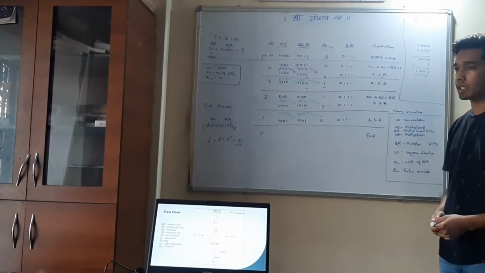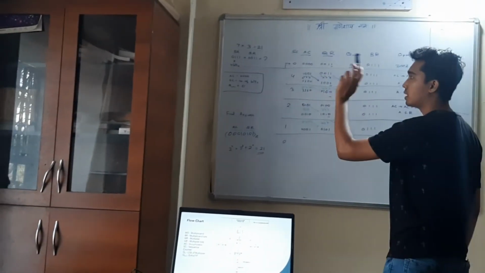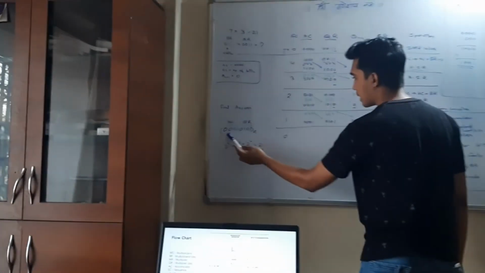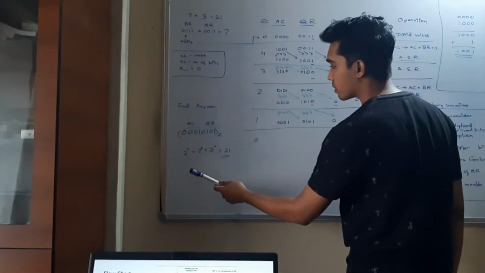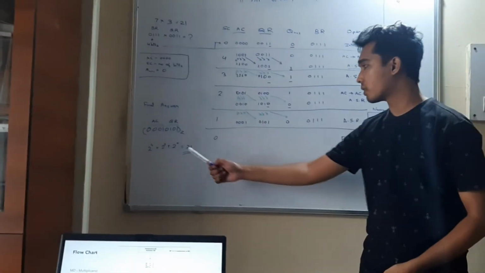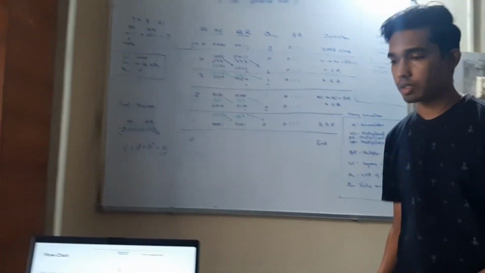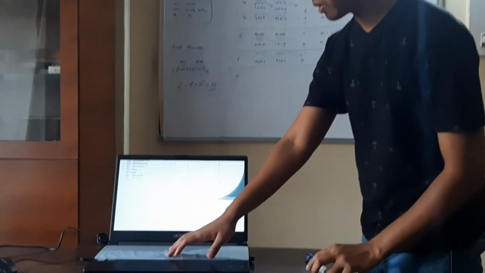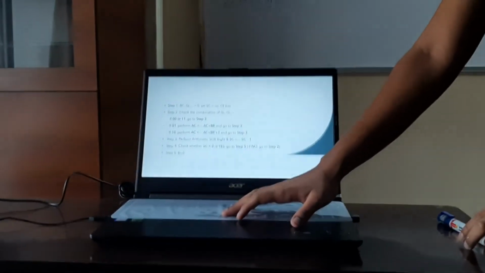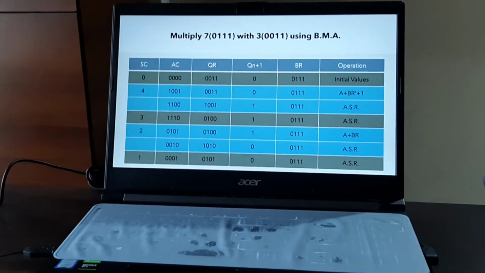After ending the program, we need to know how we find the answer. How do we know that 7 into 3 is 21? We take AC and QR here and convert them into decimal numbers. Everyone knows how to convert binary to decimal. After converting, we get the answer as 21. So this is Booth's multiplication algorithm. I'll show the table of the problem, which may look better. So this is the table we have.